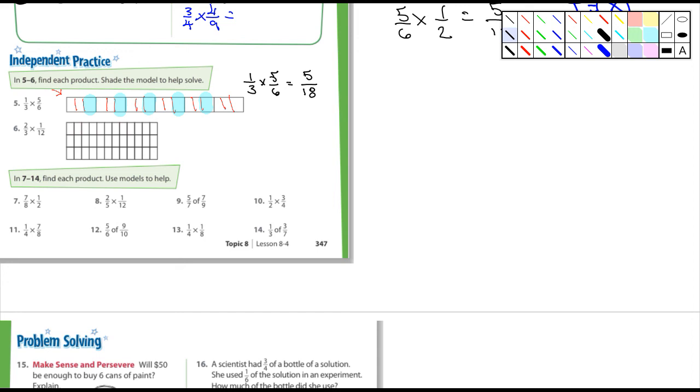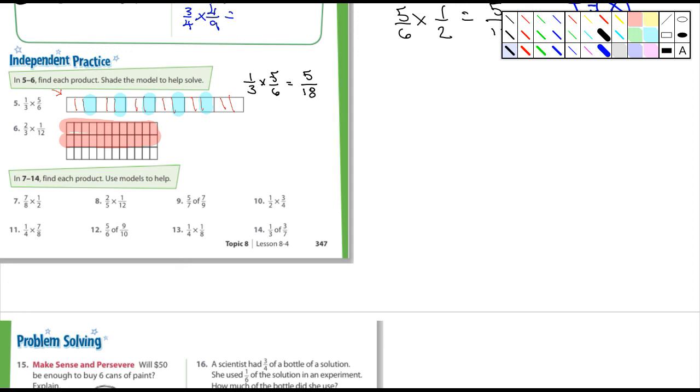All right, let's see here. Let me do this one. 2/3. All right, 2/3 times 1/12. All right, so I'm going to shade 2/3 of this. So there's 2/3 of it shaded. All right, because here's a 1/3 right there. There's another 1/3. So here's 1/3, here's 2/3, here's 3/3. All right, so that's divided up into thirds. Just wanted to show you that. And I've shaded 2/3 of it.